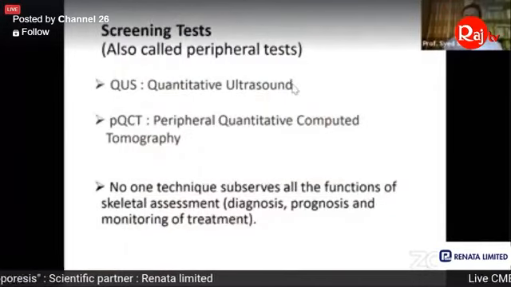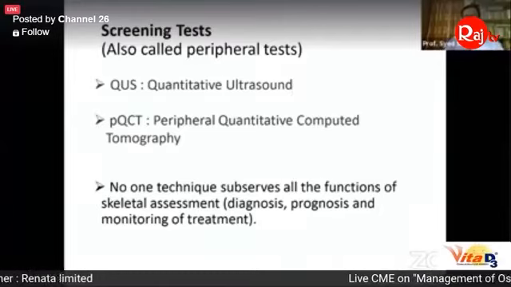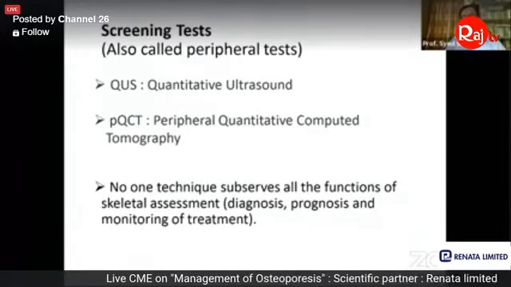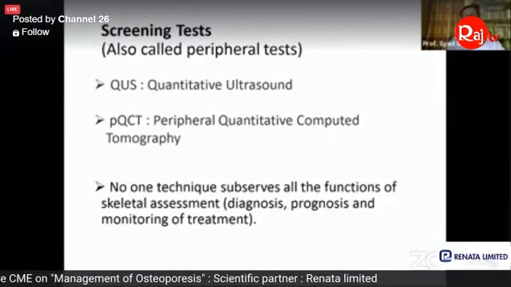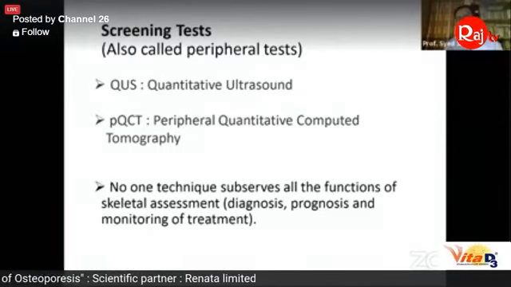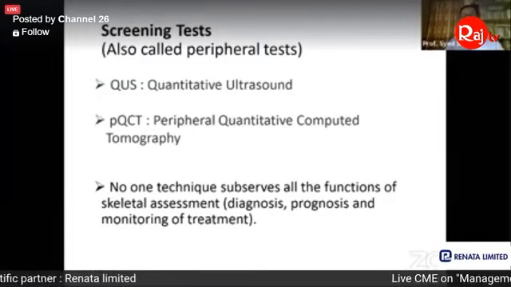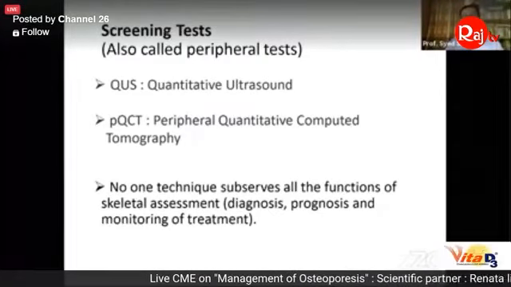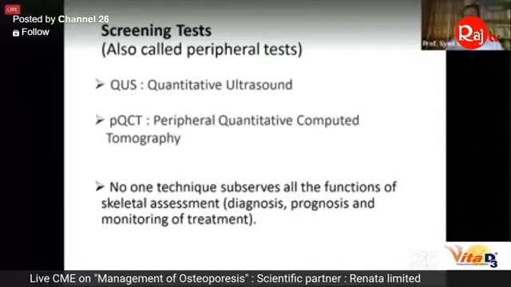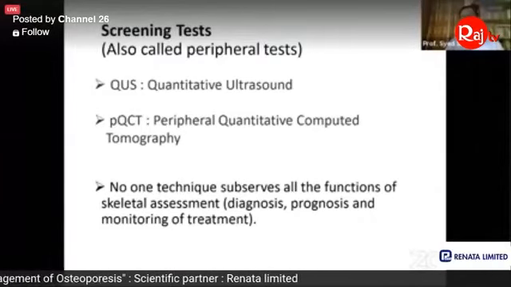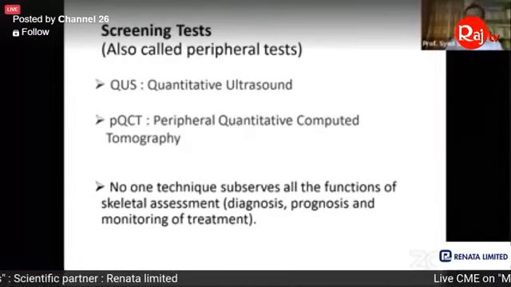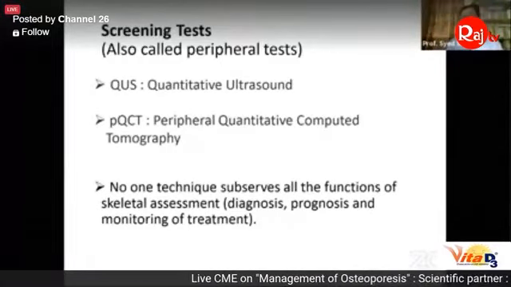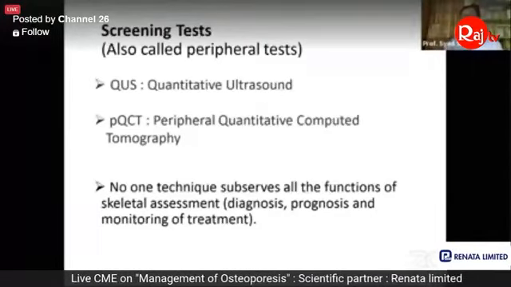There are some screening tests available in our country, and many people did this screening test, but there is a problem, like quantitative ultrasound and peripheral quantitative computed tomography. This is also called peripheral testing, but no one technique serves all the functions of skeletal assessment, including diagnosis, prognosis, and monitoring of the treatment. Only BMD can do everything. So we need BMD.